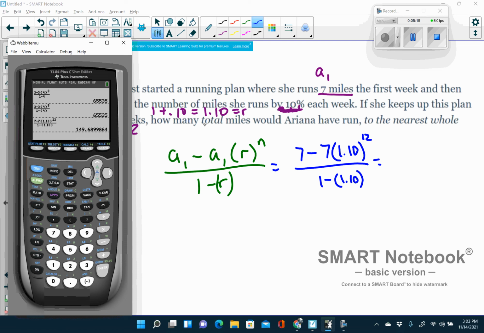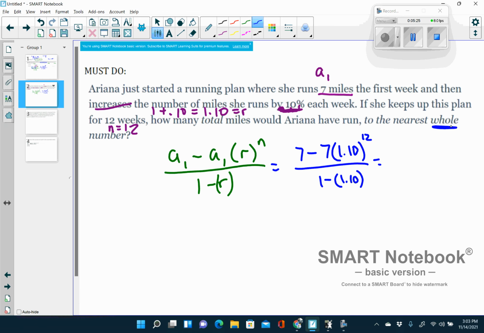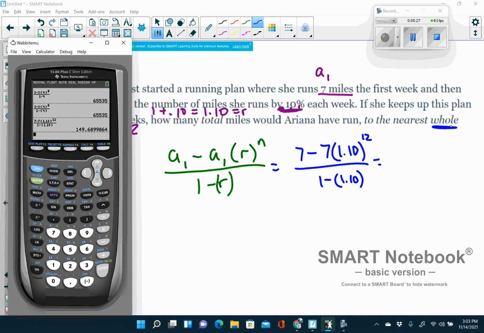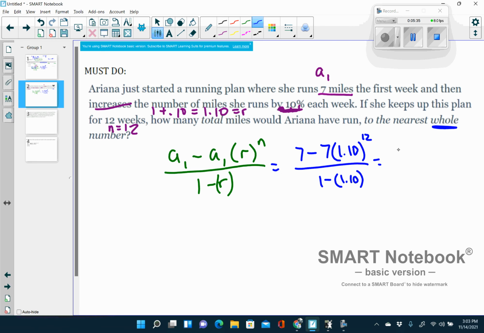So total miles, right? This indicates sum. We are adding them. So it's 149.6899. It says to the nearest whole number. So that in this case is 149 point, right? So that's a 6, which means that you add 1 to 149. So this is about 150 miles altogether to the nearest whole number.